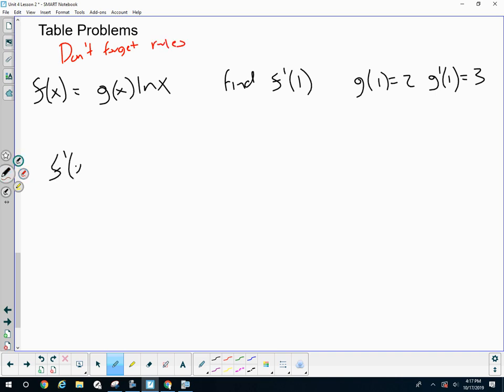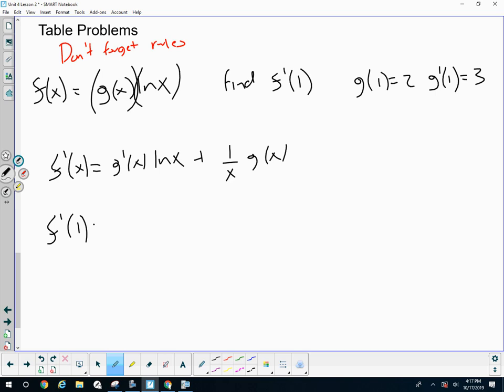The derivative would have to be using the product rule. The derivative of the first times the second plus the derivative of the second times the first. We'll plug in information. f prime of 1 would be g prime of 1, which is 3, times log 1, which is 0, plus 1 over 1 times g of 1, which is 2. So this is just 2.